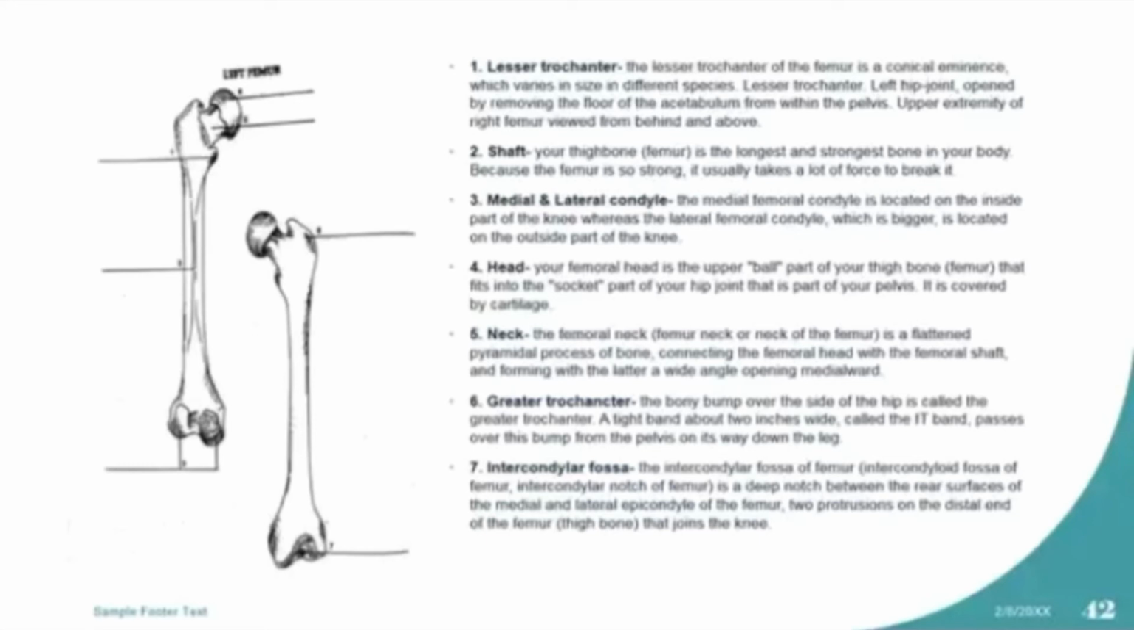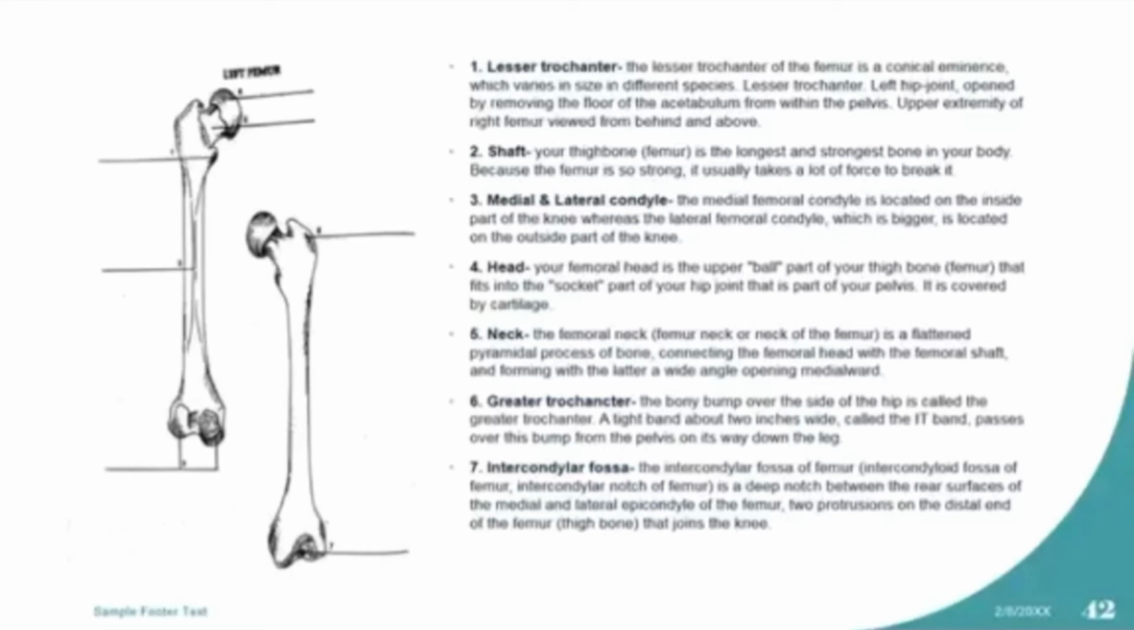Number 6 is your greater trochanter. The bony bump over the side of the hip is called the greater trochanter. A tight band about 2 inches wide, called the IT band, passes over this bump from the pelvis on its way down the leg.